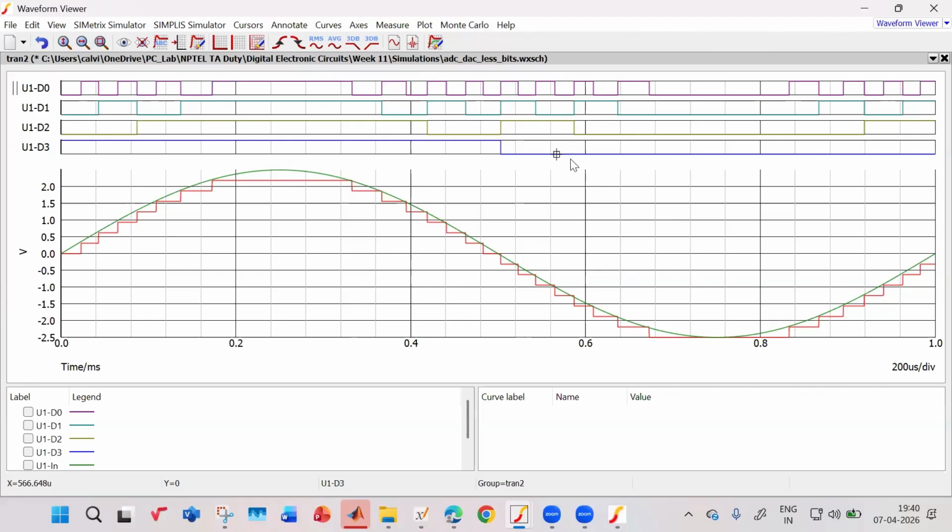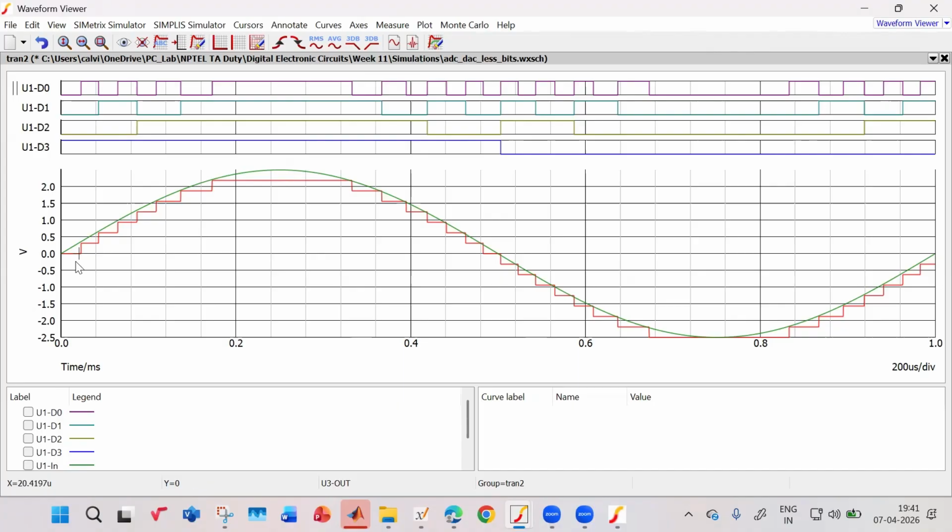Why does it have the least change? Because only if the input is above 0, it will be high. If it is below 0, it will be low. This is for your MSB. D2 will have slightly fewer changes, D1 will have a little more than D2, and D0 will have the most number of changes because it's your LSB, right? You have written many binary tables, so you know that the least significant bit changes 0, 1, 0, 1, 0, 1, it changes a lot.